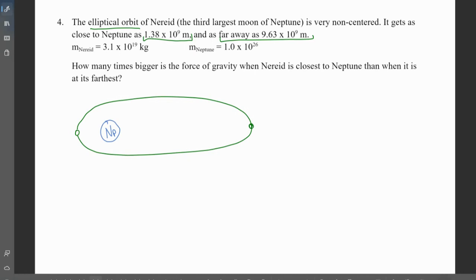We'll learn more about this later in something called Kepler's laws. But for right now, let's just do some calculations. So we're going to calculate when it's at its closest and when it's at its furthest.